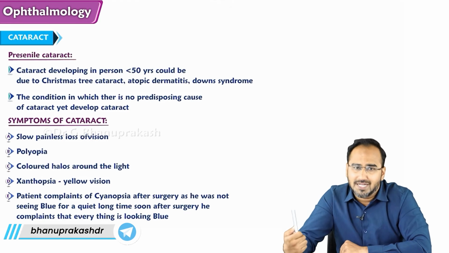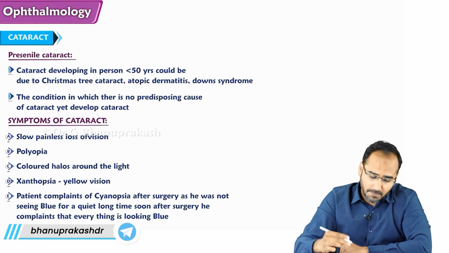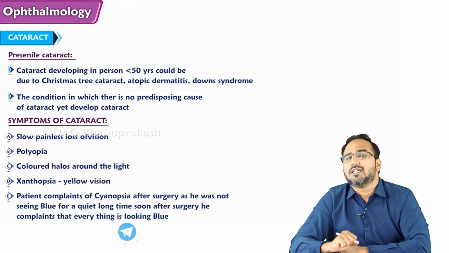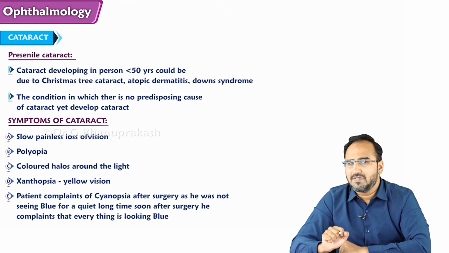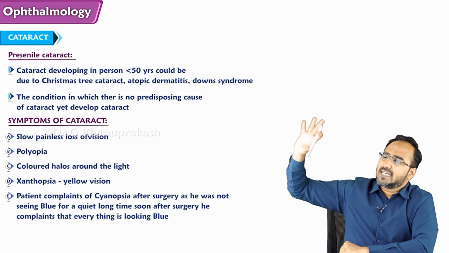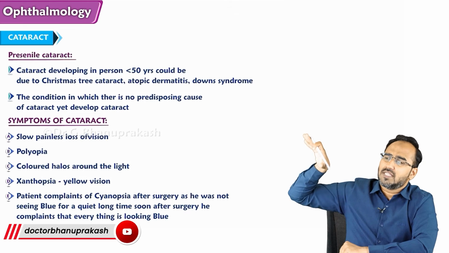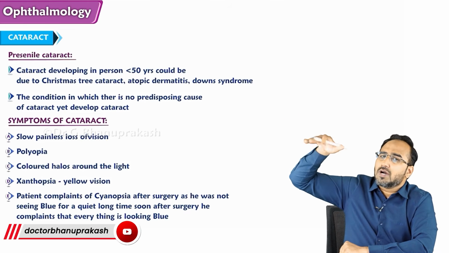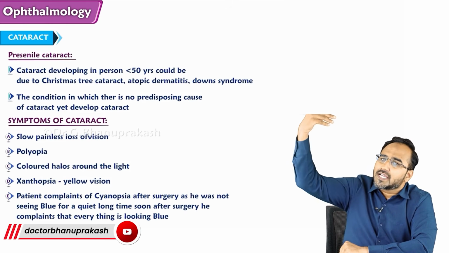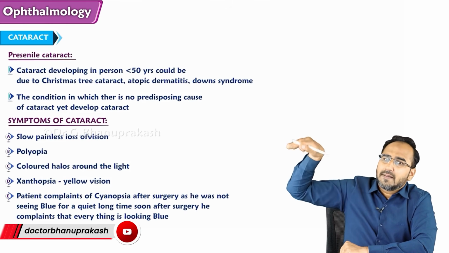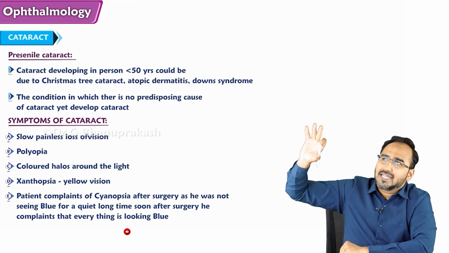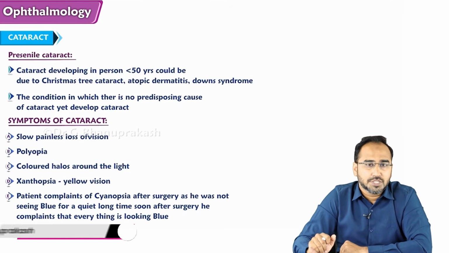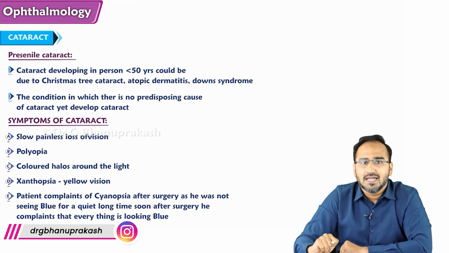Patient complains of painless loss of vision. Patient will have polyopia. Some patients complain of colored halos around the light. Some of the patients will tell what, guys? As they are seeing bright light, they will tell that there are some vibrant light colors. Vibrant means what? Rainbow-like colors surrounding the bright light. That scattering of the light around the bright light is called colored halos.